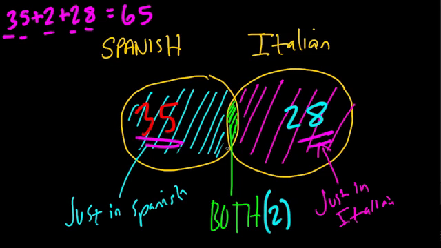If they ask how many students are taking Spanish altogether, you could say 37, right? Because you have to count those 2 that are in both. If they ask you how many students are taking Italian, well, that includes both those just taking Italian and those 2 over here who are taking both classes. So in that case, you would say 30. All right, hope that helped.